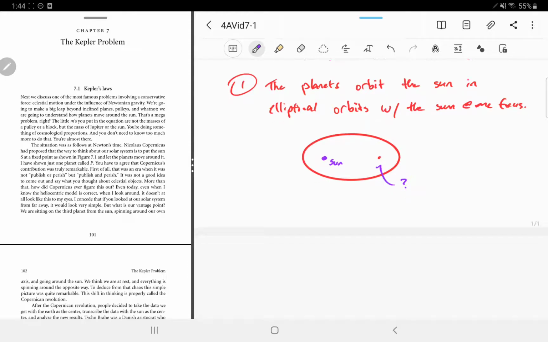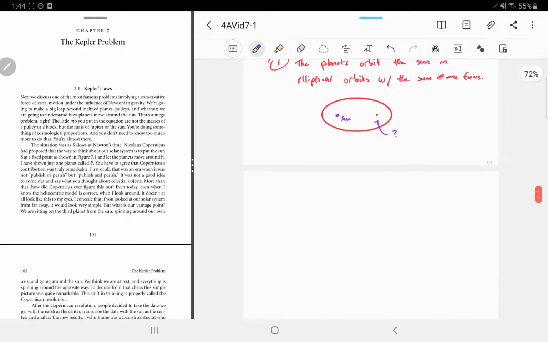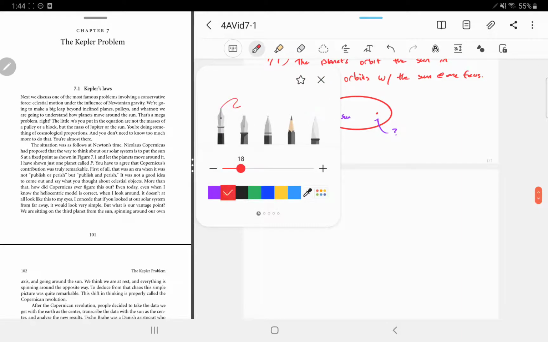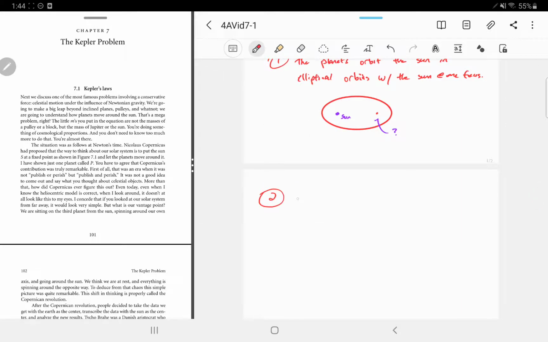Okay, so that's one of the laws. The second one is that planets sweep out equal areas in equal times.